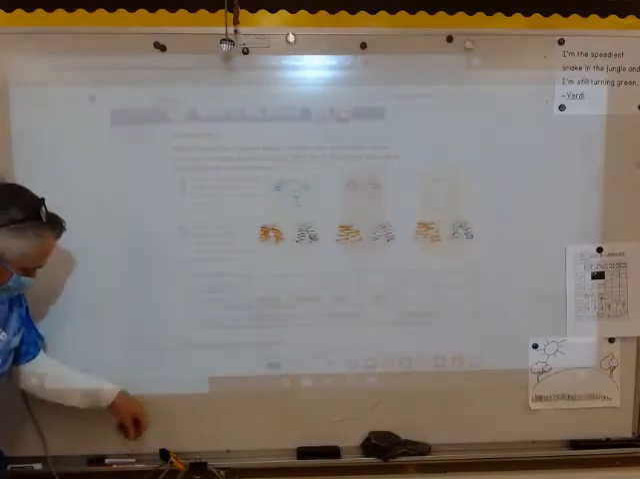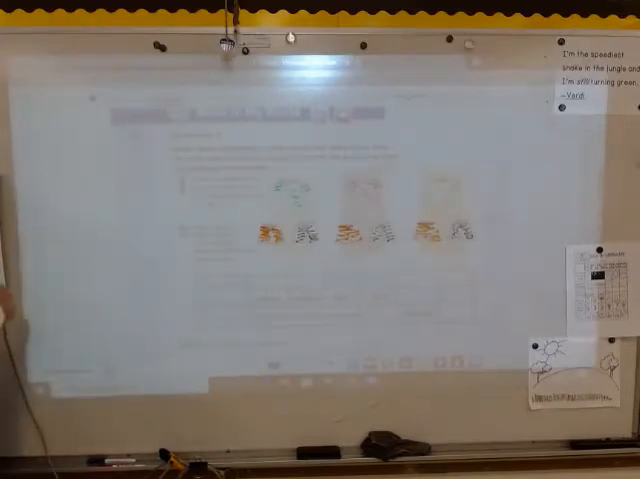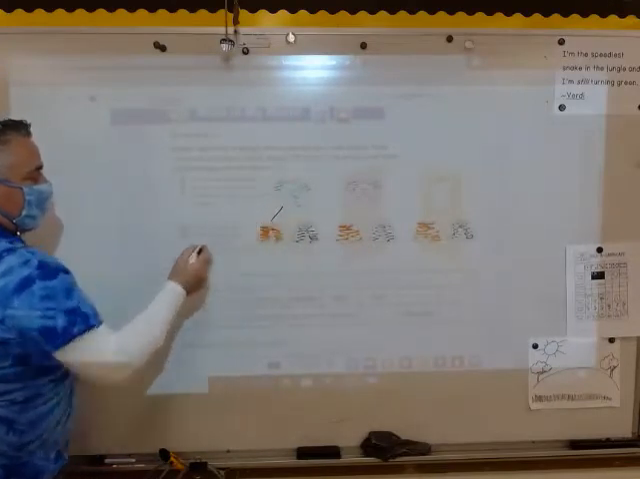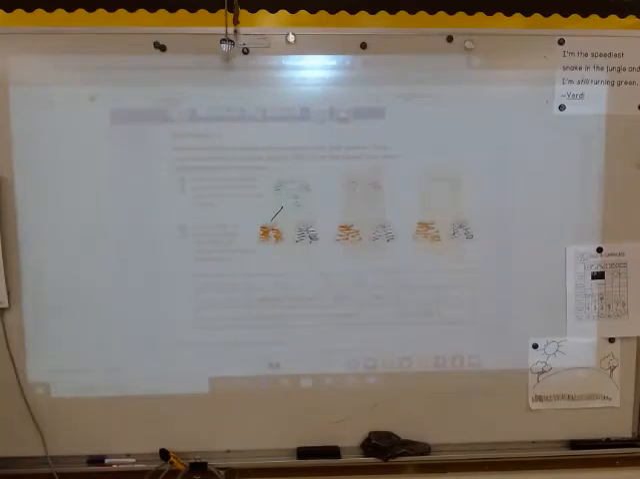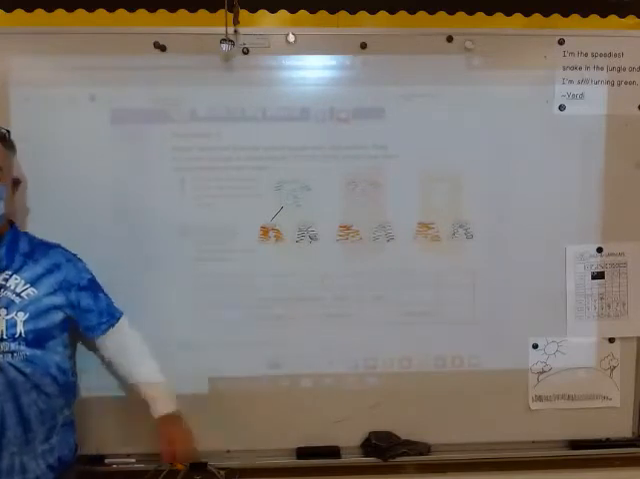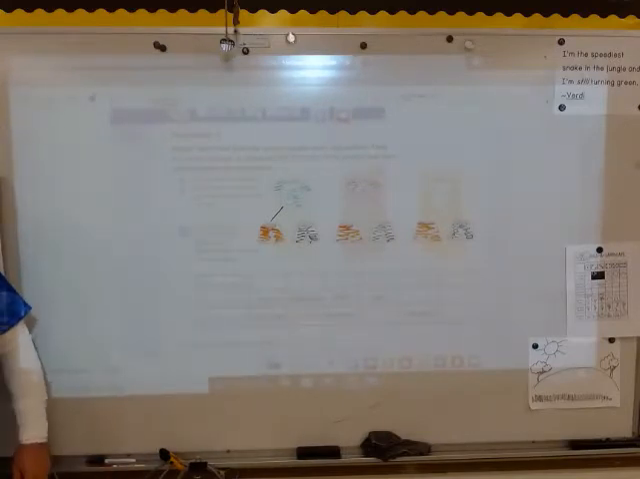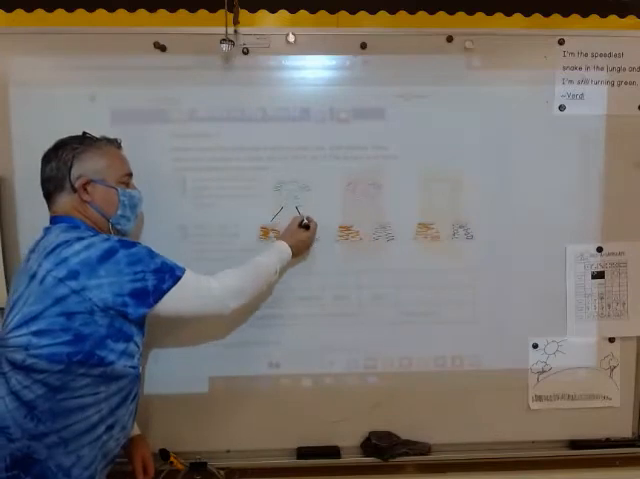Okay? Do me a favor. Make a line from the green jersey to the orange shorts. That's one combination, isn't it? Green jersey, orange shorts. We can also do the green jersey and the black shorts. So make a line from the green jersey to the black shorts.